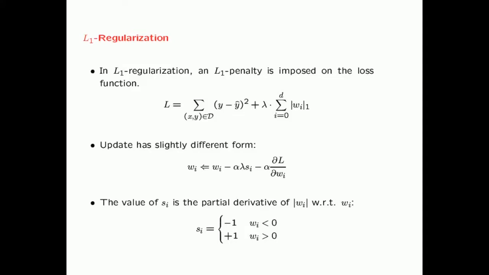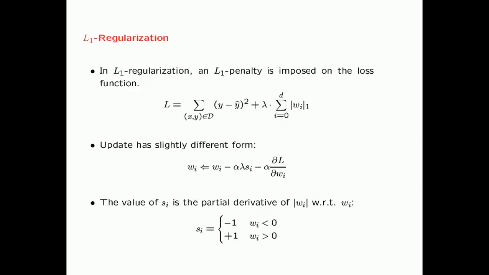Instead of multiplying it by a contractive value, you are essentially reducing it by a certain value. So this is essentially wi minus alpha lambda si, minus alpha times the derivative with respect to the loss function, which you compute during backpropagation. Now this value of si is minus 1 when wi is less than 0, and it's plus 1 when wi is greater than 0. So what does this mean?